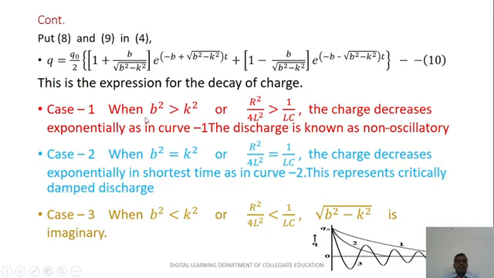Now, when b square is greater than k square, then R square by 4L square is greater than 1 by LC.